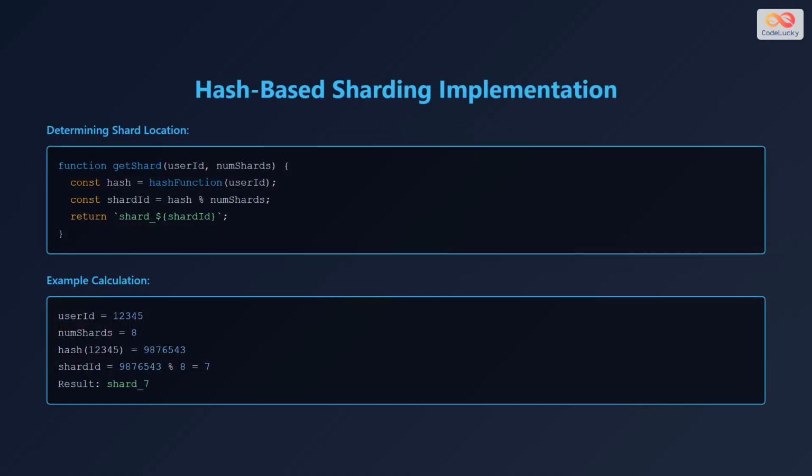Let's implement hash-based sharding. To determine a shard location, you call a function with the user_id and number of shards. Inside the function, you compute the hash of the user_id, then you take the hash value modulo the number of shards to get the shard_id. Here's a practical example. If user_id is 12,345, the number of shards is 8. The hash result is 9,876,543, and 9,876,543 modulo 8 equals 7. So this user's data goes to shard_7.